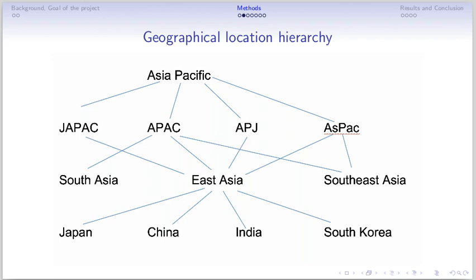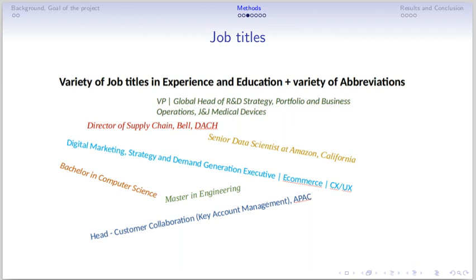We are also interested in capturing geographical locations. For example, a senior manager in a specific geographic area might have linguistic or cultural competencies that are particularly relevant for that area. Geographical areas are organized in a hierarchy. In this figure, you can see a fragment of that hierarchy. This slide illustrates the variety of job titles that can be found in the profiles. Notice also the frequent usage of abbreviations, which typically have a very contextualized interpretation.